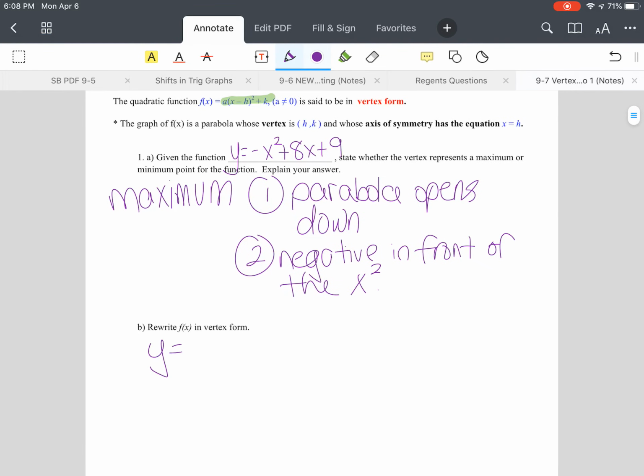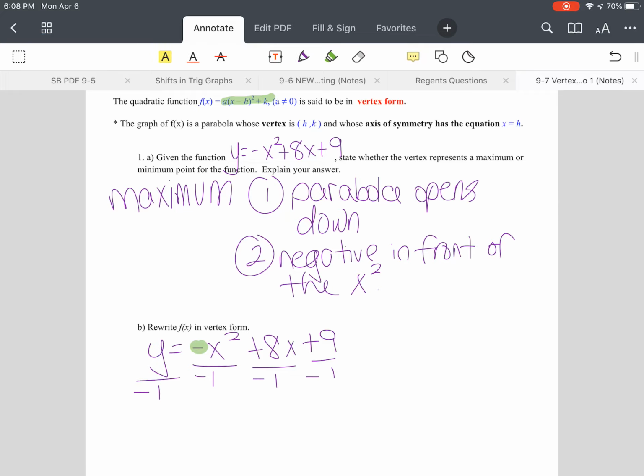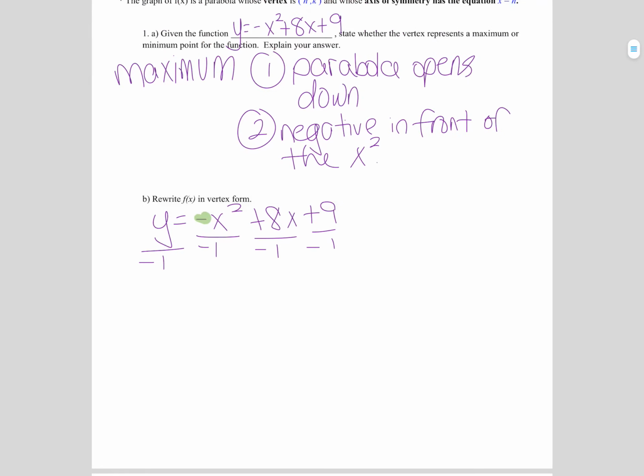So we have y equals negative x squared plus 8x plus 9. Okay, there's one more thing that I need to talk about with you when we're converting from standard to vertex form. So we need to take a look if there's anything in front of the x squared, whether it's a number or a negative number. If there's anything other than a 1, we need to kind of get rid of that for a minute. So this is like a -1. So I want to divide everything by a -1, including the y. I know that's a little weird. I know it looks a little weird. We're dividing the y by a -1, but let's do that.